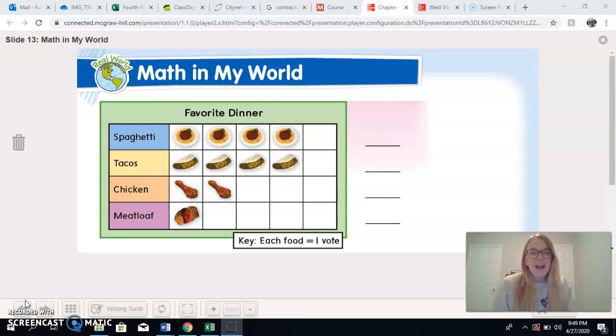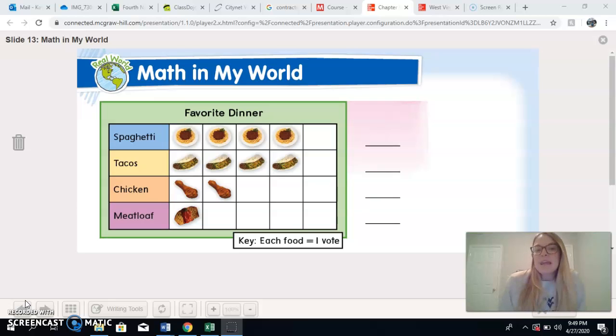We are going to be diving into our math book. So if you do not have out your math book, I want you to go ahead and pause this video, and we are going to be doing page 541 and 542 together. So we are working with picture graphs again today.